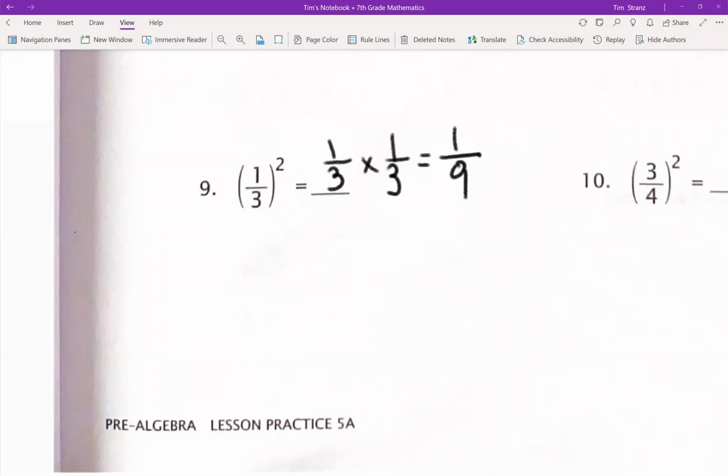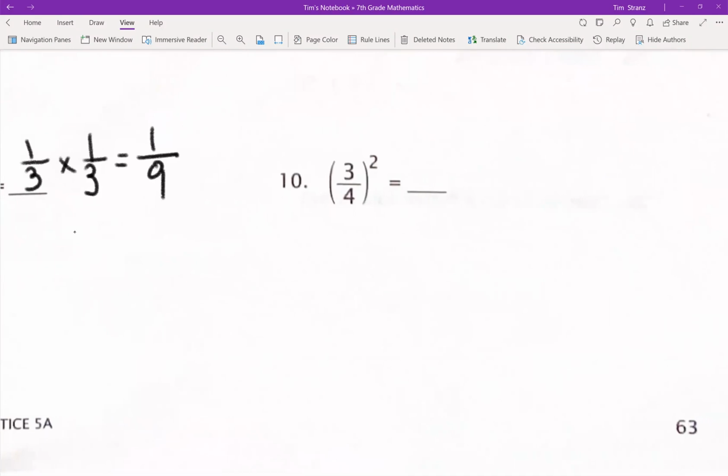So 1/9. Okay, number 10, 3/4 squared. So 3/4. Since the exponent is outside of this parentheses, it means we're going to do a whole nother 3/4. Multiply across, we got 3 times 3 is 9. 4 times 4 is 16.